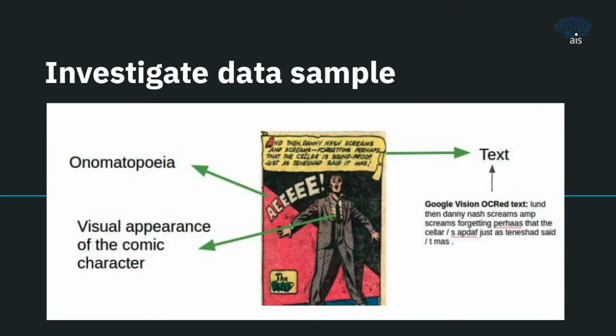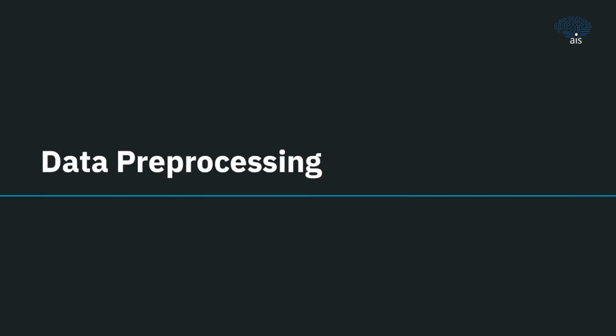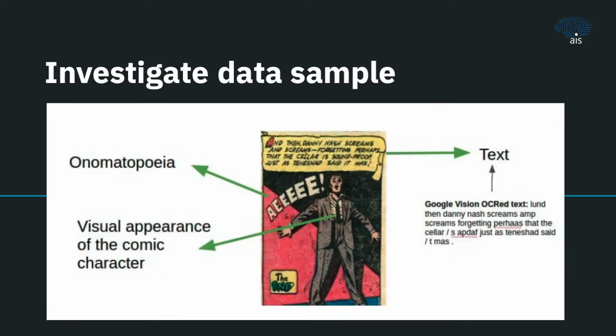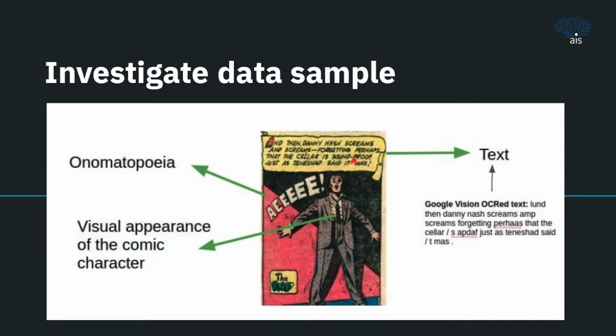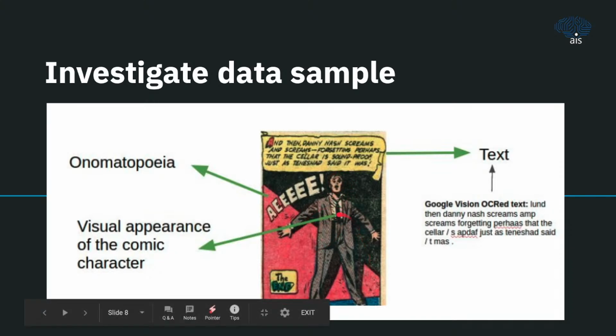So when we get into data pre-processing, what we need to do is investigate the data sample. Here is one of the data samples given by the organizer. What you have here is the facial expression of the character, right? And then you have the visual appearance.